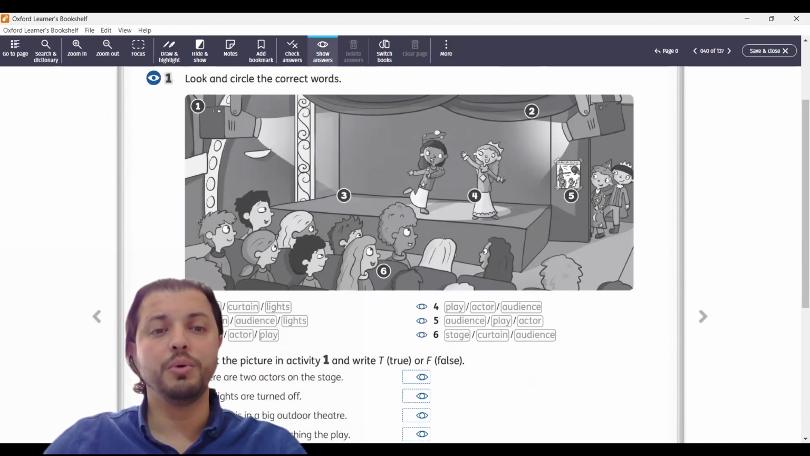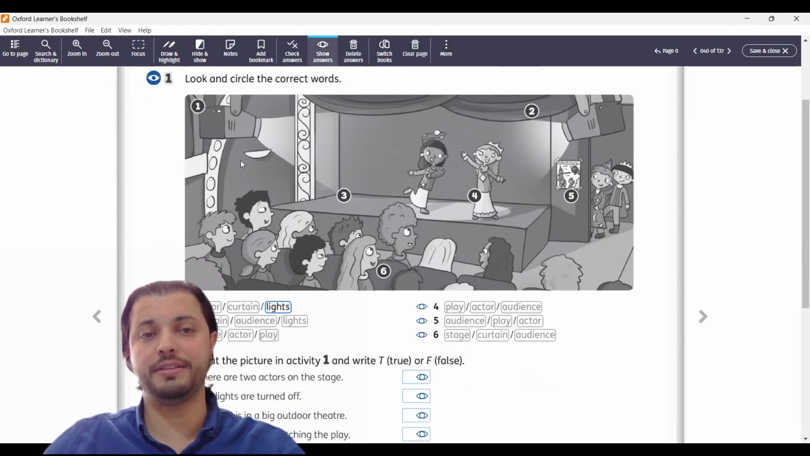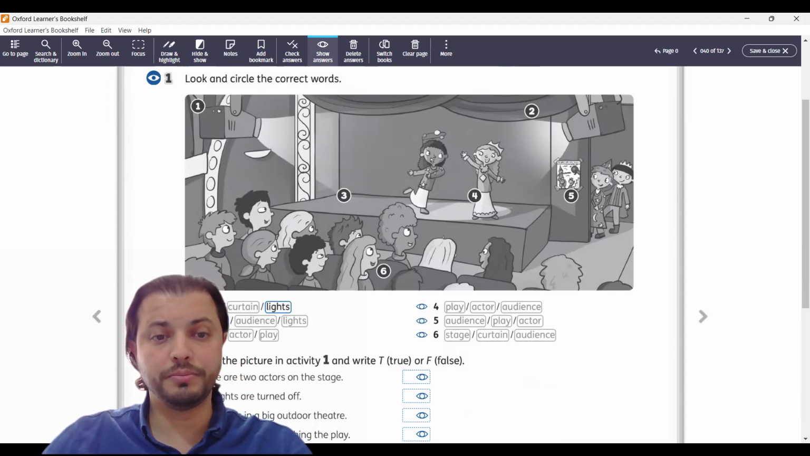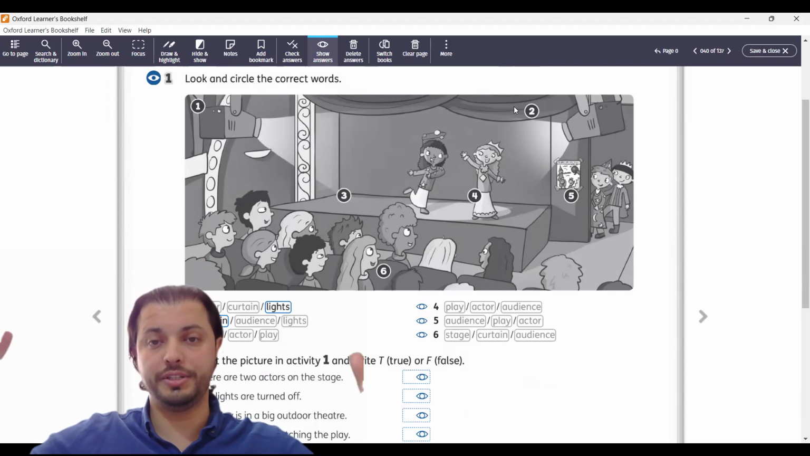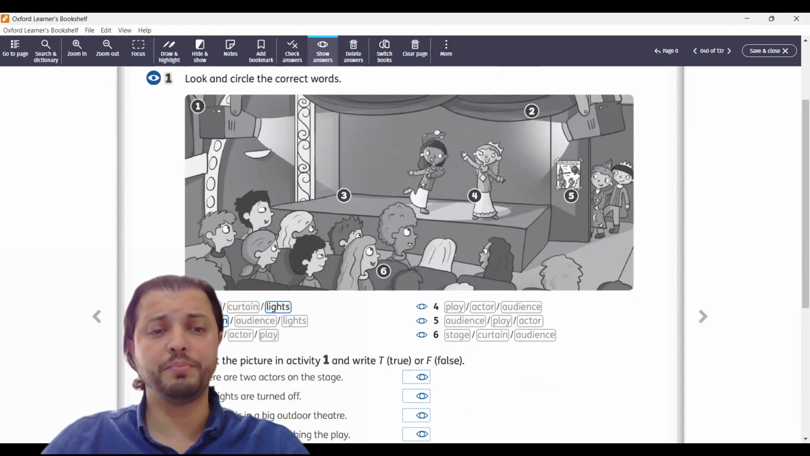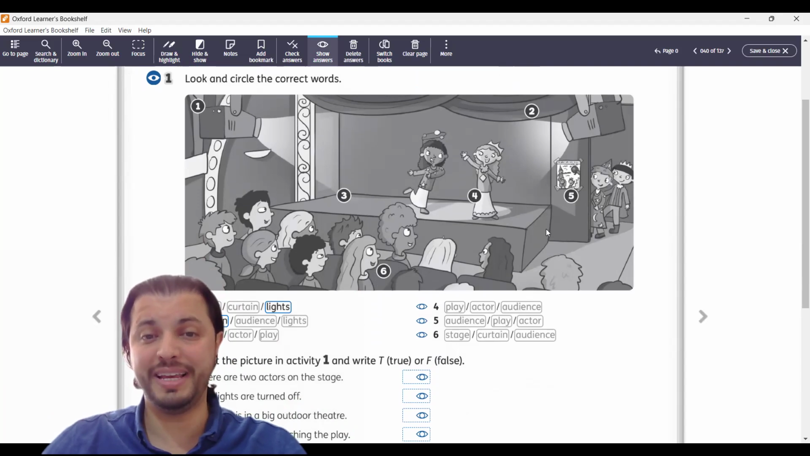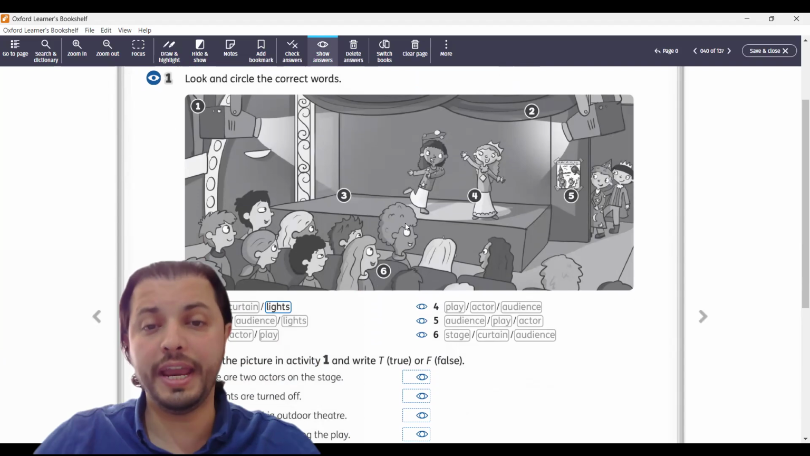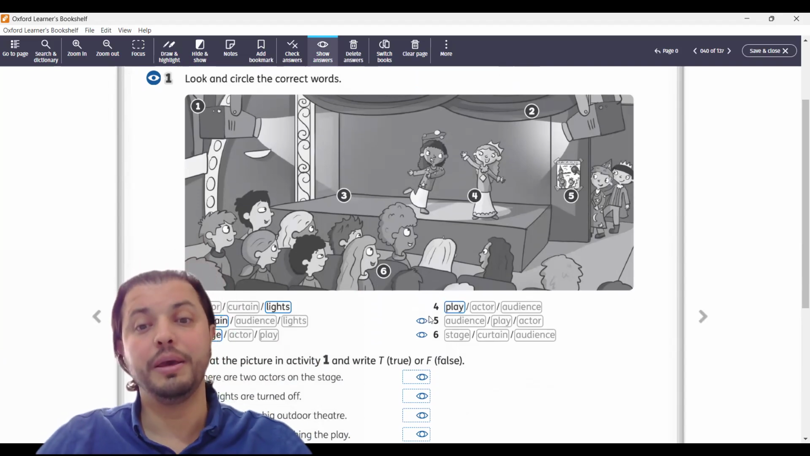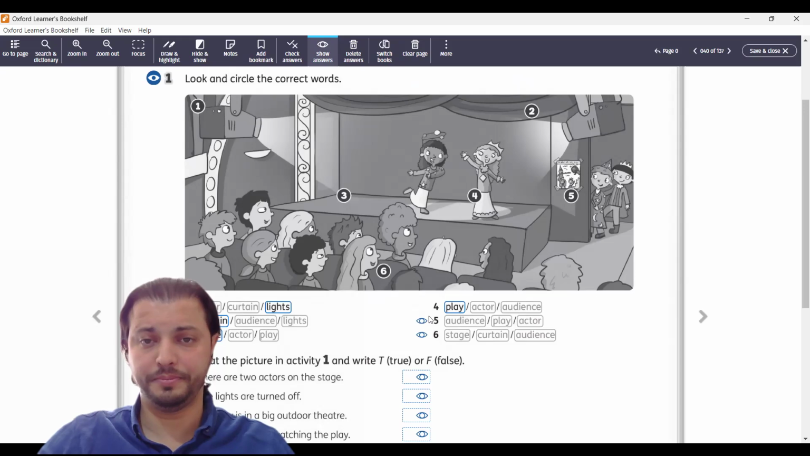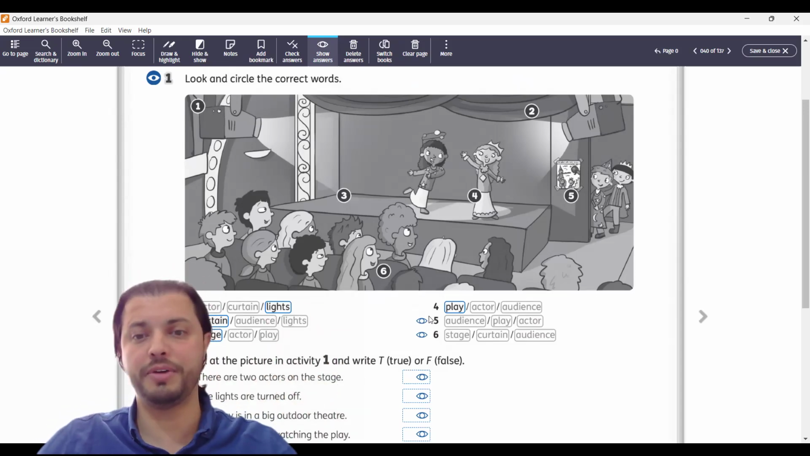So number one, what is it, guys? It's lights. The first one, it's lights for the actors. Two, there are curtains. The curtains close and open. Three, what we have, guys, stage, the place where the actors go. And number four, the play. It's like the theater, not the actors, the play, what they are talking about and what they do in the theater, okay?